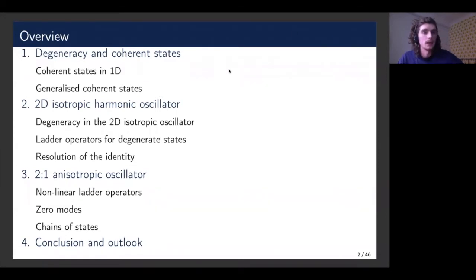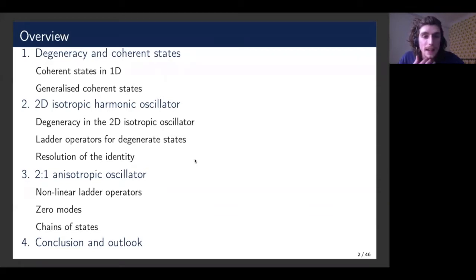Next, I will apply some of this discussion to the 2D isotropic harmonic oscillator, which has a well-known degeneracy. And we can use these principles to construct ladder operators to suitably count degenerate states, and we'll show that we can resolve the identity with these states.